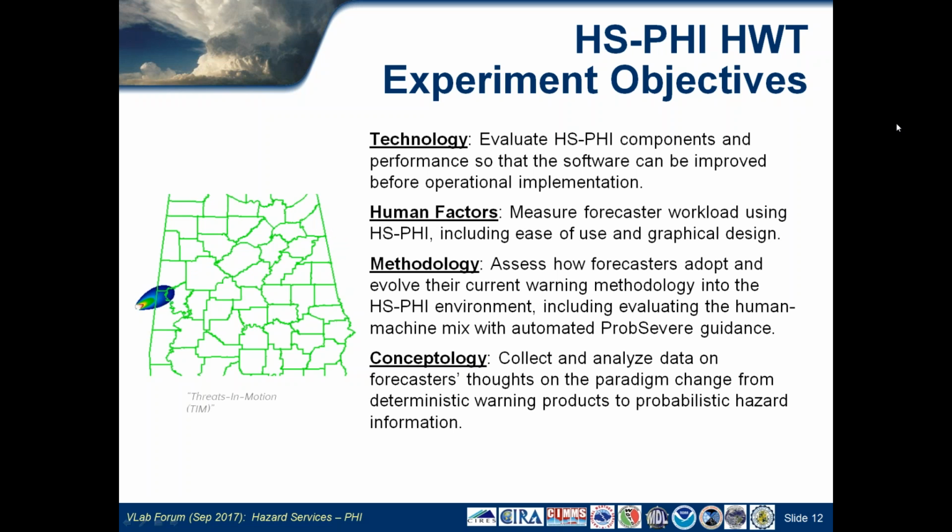We also had the human factors, as Tracy mentioned, the folks from the University of Akron who were measuring forecaster workload using the software, which included ease of use and the graphical design. They developed a number of different online surveys that the forecasters took after each one of the cases that they went through, and we also did a lot of post-case round room discussions with the forecasters as well, so we collected a lot of data from them. We're also looking at the methodology.